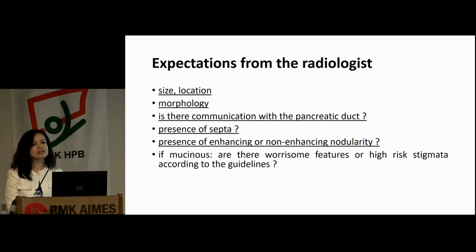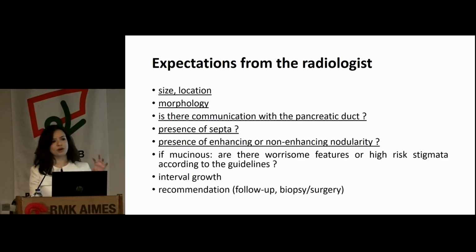If we think the cyst is a mucinous subtype, then we have to indicate the presence or absence of worrisome features and high-risk stigmata according to the guidelines, whichever guideline you use. Interval growth should be mentioned. At the end of our reports, we try to make a recommendation like routine follow-up, close follow-up, or that histopathological correlation is needed.